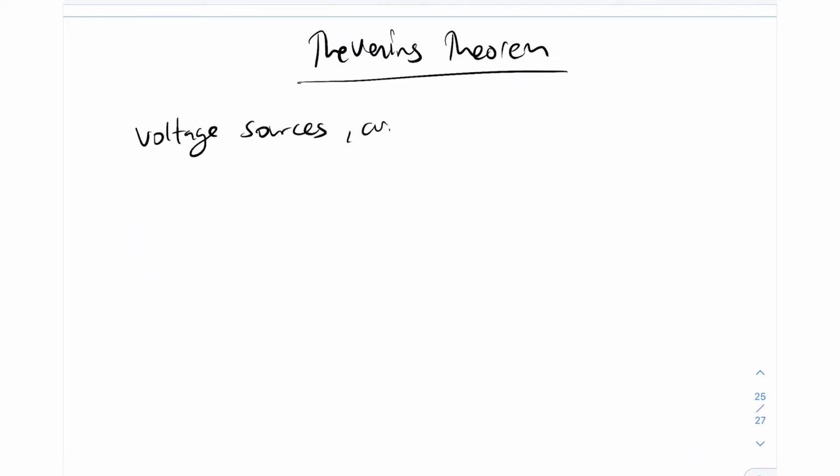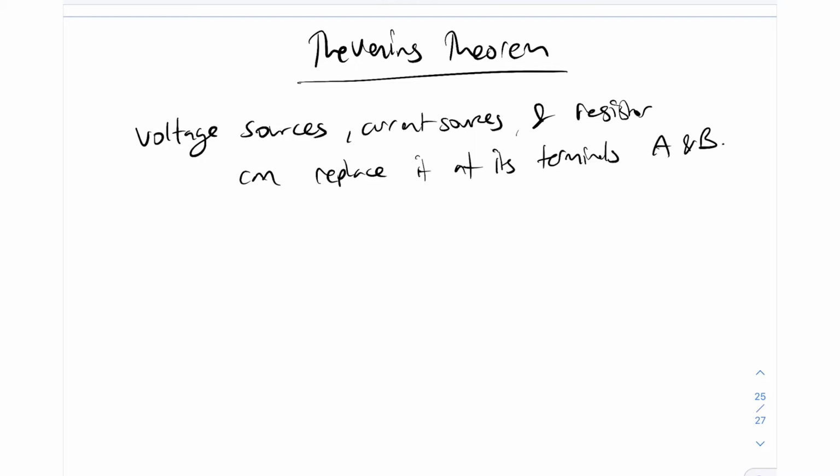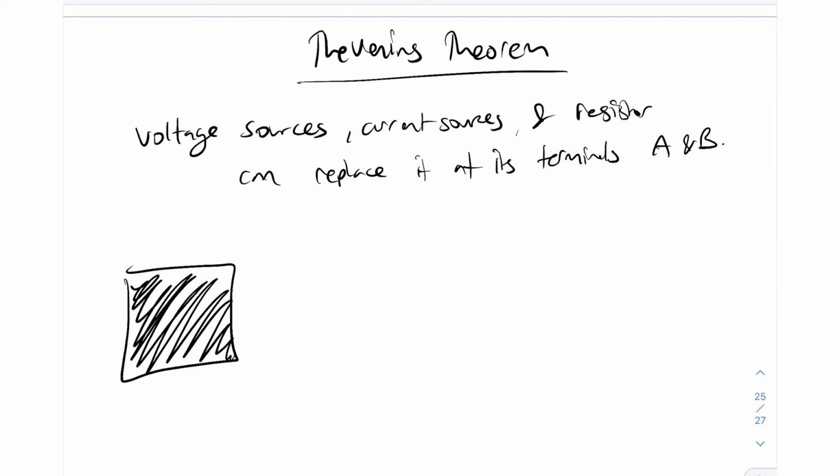So any electrical network that contains voltage sources or current sources and resistors, you can replace it at its terminals A and B. What that basically means is that if you have a circuit here, imagine you've got a black box. Inside that black box is a whole bunch of circuits: voltage sources, current sources, resistors, right? And then you've just got a little connector here and a connector here. You call this A, call this B. What we're saying is that whatever's going on inside here, in terms of A and B, we can replace it with its Thevenin equivalent, which is basically giving it a voltage, V Thevenin, and a resistor, R Thevenin.